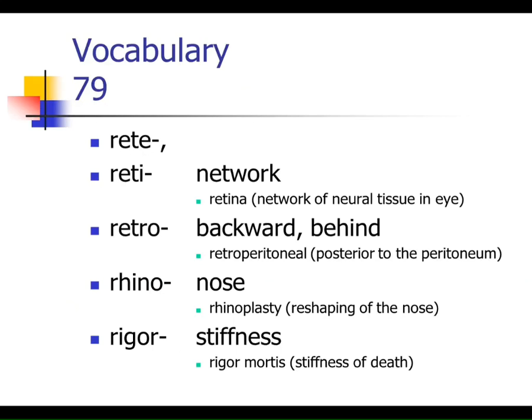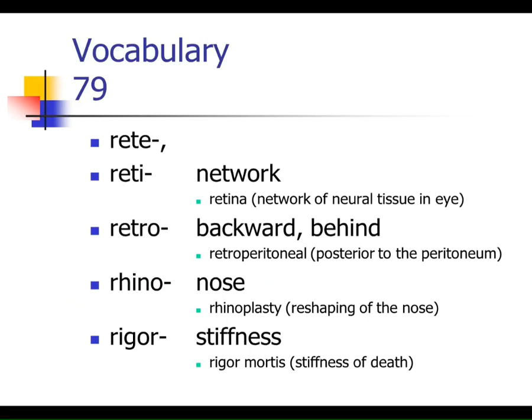Retro, backward or behind. The kidneys are retroperitoneal. That is, they are behind the peritoneum. We'll see that term in lab this week. Rhino, the nose, pretty easy. Rhinoplasty, a nose job. Rhino, pretty obvious to think about an animal with a big old nose structure.